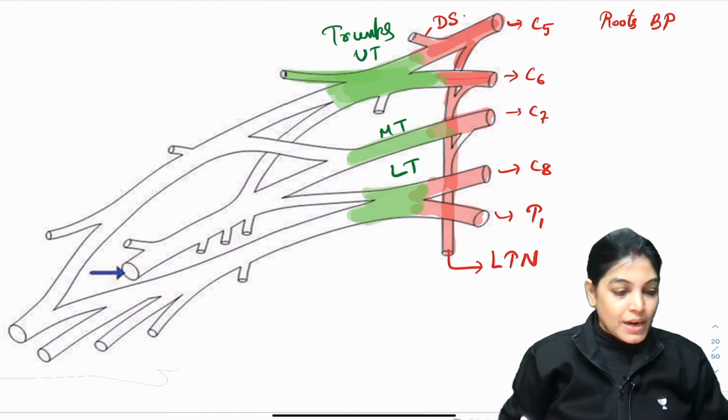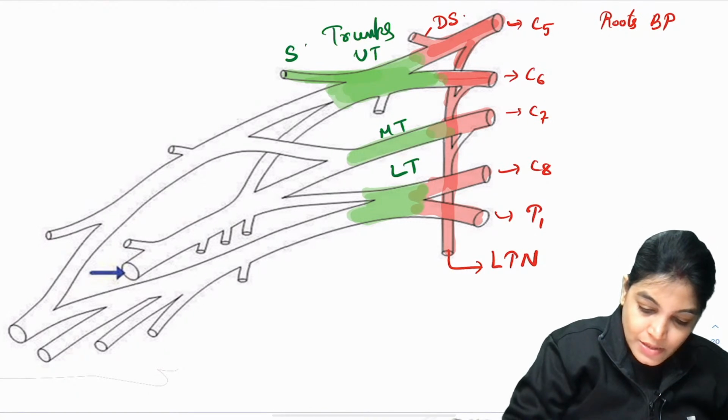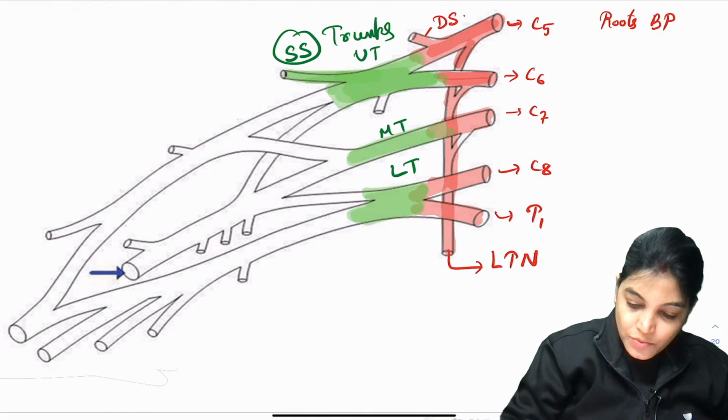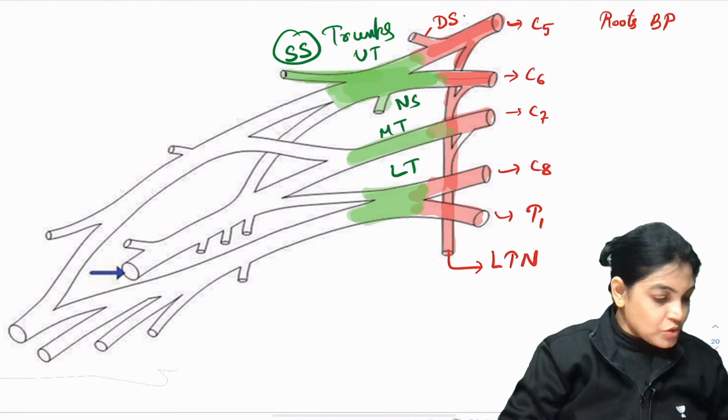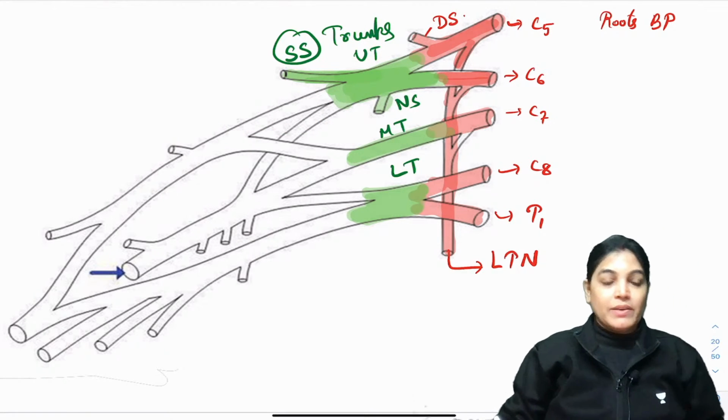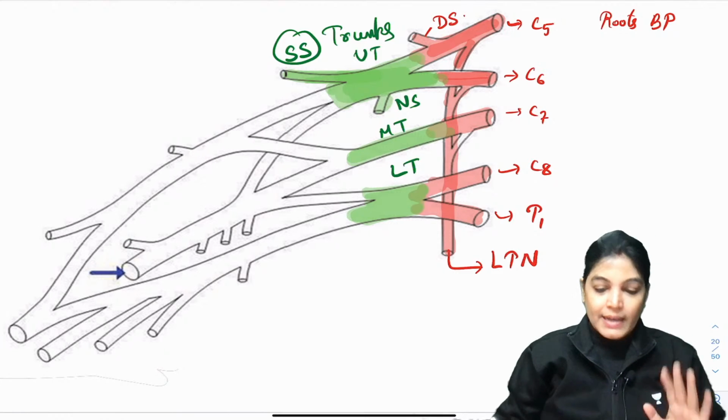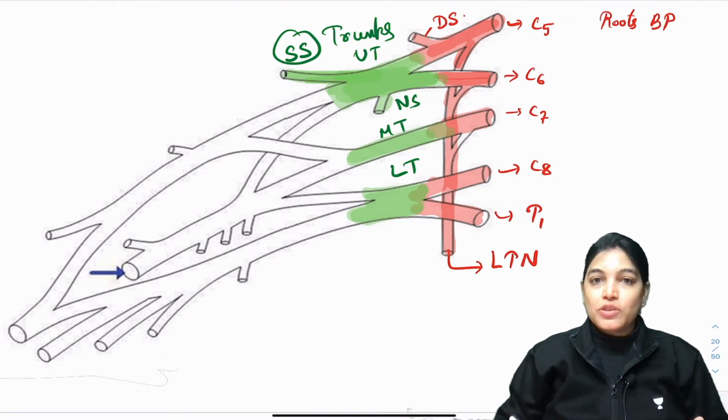So, the branches from the upper trunk will be SS, suprascapular, and NS. So, NS will be which nerve? NS is the nerve to subclavius. Got it, everyone? Okay. So, we have done with the identification of the roots and the trunk.